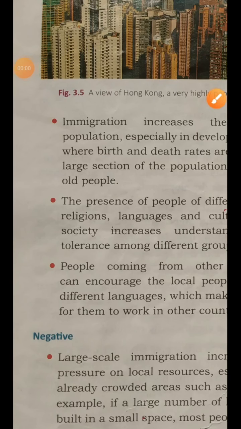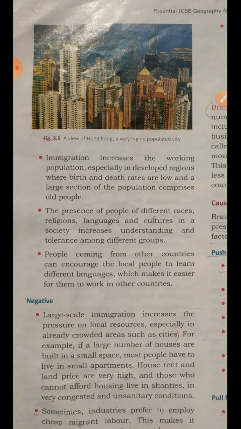On page number 26, the fourth point of impact of migration on the receiver region, and it is a positive point. What is the positive point? Immigration increases the working population, especially in developed regions where birth and death rates are low and a large section of the population comprises old people. The presence of people of different races, religions, languages, and cultures in a society increases understanding and tolerance among different groups. People coming from other countries can encourage local people to learn different languages, which makes it easier for them to work in other countries. So these are the positive effects for a receiver region.